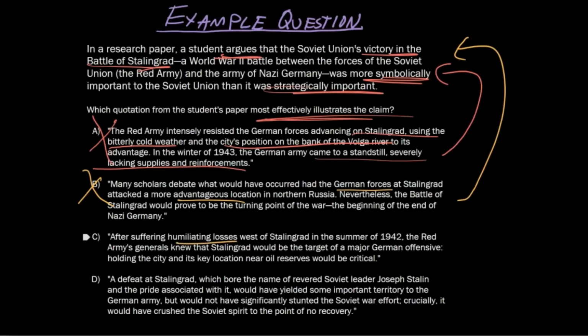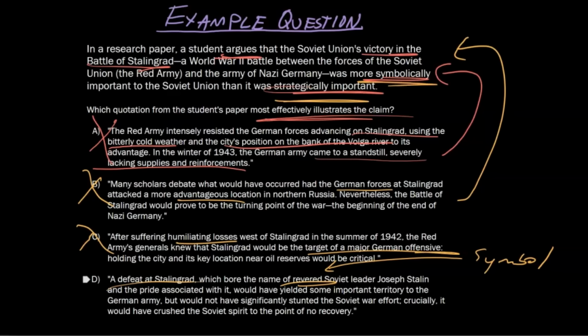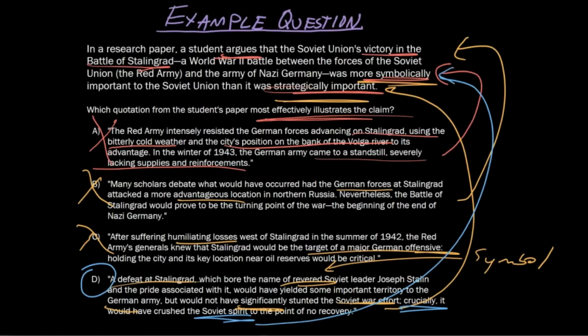After suffering humiliating losses west of Stalingrad, the Red Army's generals knew that Stalingrad would be the target of a major... Nope, I can already see here we're not talking about how important it was strategically, symbolically, whatnot. Now, a defeat at Stalingrad, which bore the name of revered Soviet leader, revered means that it's probably important. This is a symbol, right? Would have yielded some important territory, but would not have significantly stunted the war effort, which means it was not strategically important. There's our claim here. Crucially, though, it would have crushed the Soviet spirit if this had not happened, right? Again, symbolically here. So we see our answer is D.